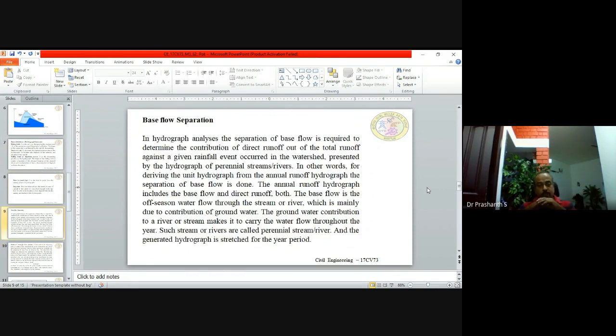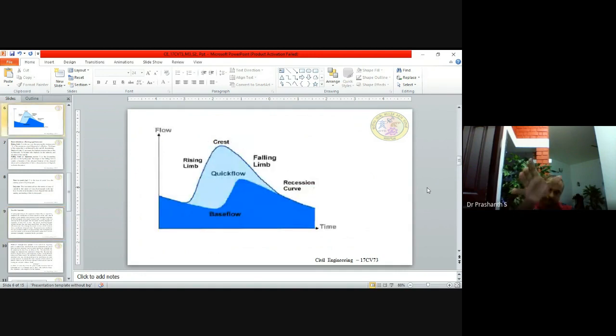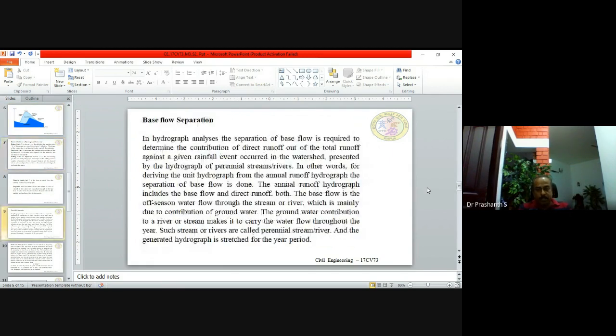Another thing you have to understand in the hydrograph chapter, the session, is the base flow separation. So let's go back to the lesson. Here I have shown in the graph. Under this graph, there is a dark blue color, which is called the base flow, and the quick flow. What is this base flow separation, why is it needed, and what is the use of this?